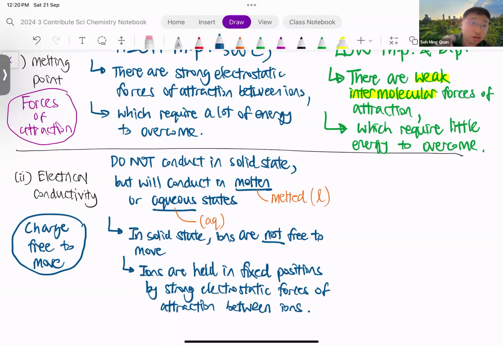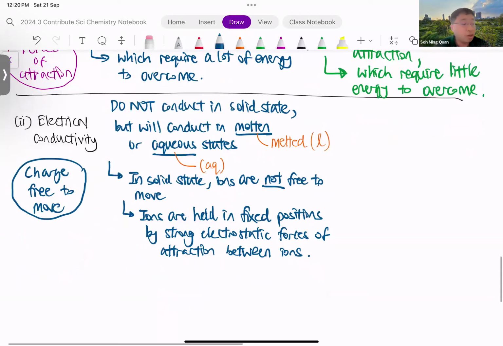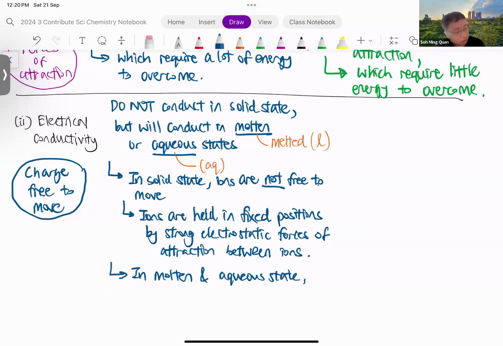So you have learned before, in a solid state, the particles are held in fixed positions. Same here, ions are held in fixed positions by strong electrostatic forces of attraction between the ions. So in a solid state, they cannot move freely. But in the molten or aqueous states, the ions can move freely to conduct electricity.